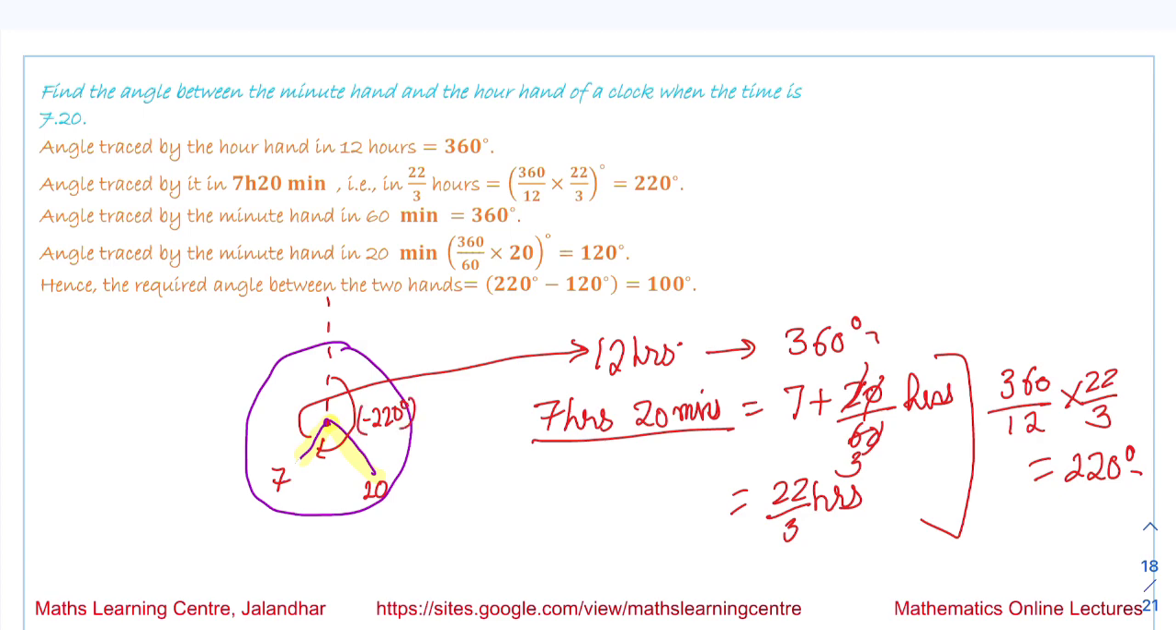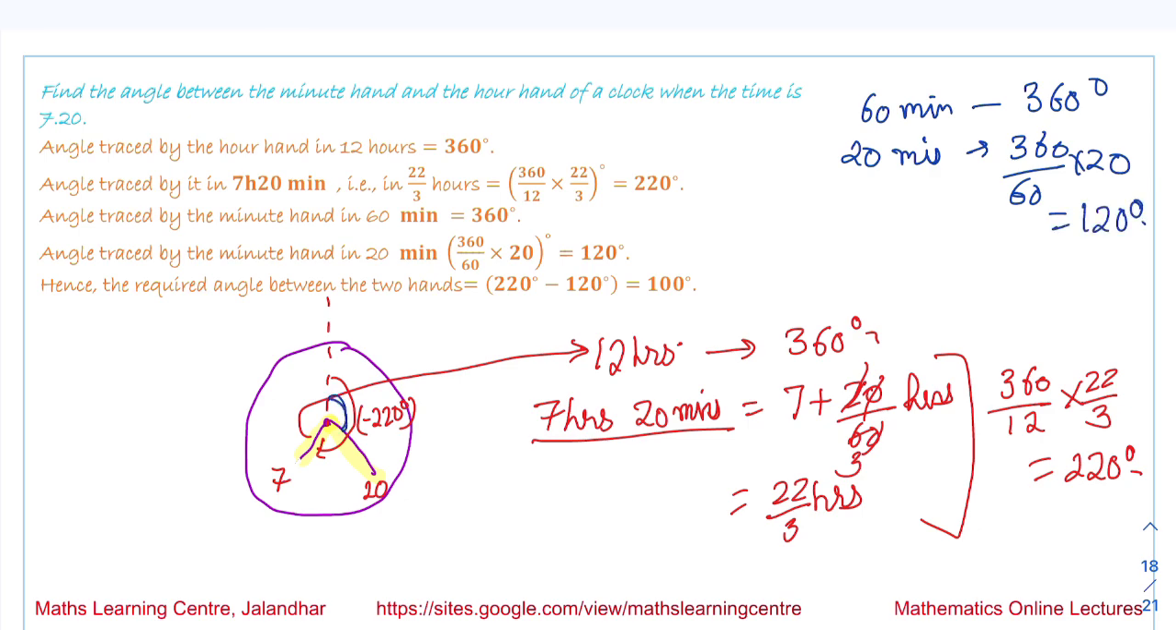Now in the second case, the angle traced by the minute hand in 60 minutes is 360 degrees. It has moved 20 minutes, so the angle traced will be 360 by 60 into 20, which is equal to 120 degrees. This is the angle we are talking about. So the required angle will be minus 220 degrees plus 120 degrees, and the answer comes out to be minus 100 degrees.